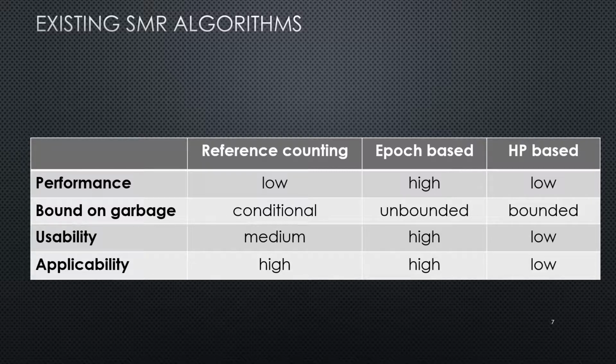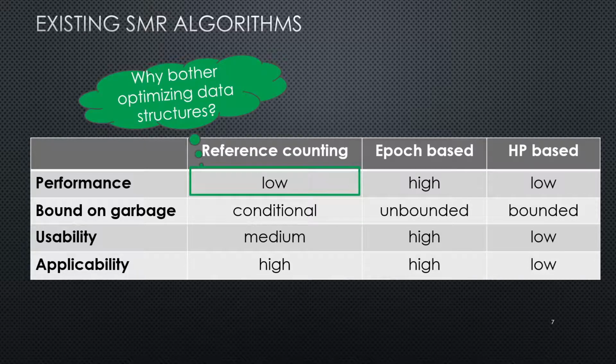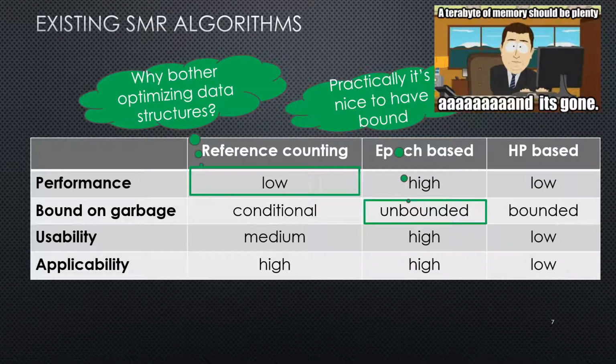Reference counting based algorithms are slow, which also raises an important question: if we are ultimately going to use a slow reclamation algorithm with our data structure, then why should we bother about using or optimizing the data structure in the first place? On the other hand, epoch-based algorithms have really high performance, but the problem with them is that they have unbounded garbage. So any data structure or software which uses them could actually exhaust the system's memory. And loosely speaking, it is nicer to have a bound on the garbage of a data structure which uses these reclamation algorithms.